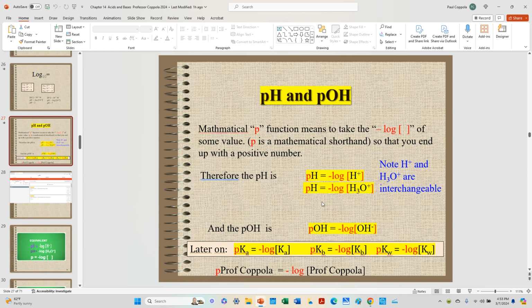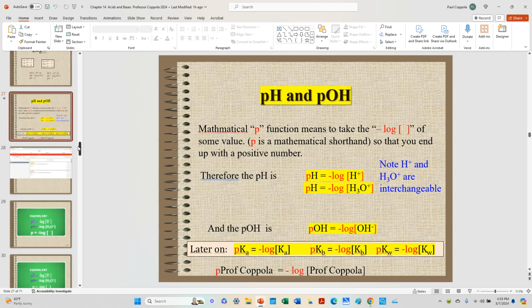So here, this is how we find the pH, and then pOH is the negative log of the OH- concentration. And later we get into the pKa, which is just the negative log of the Ka. pKb, the negative log of the Kb. pKw, the negative log of the Kw. When you have p of something, it's the negative log of whatever comes after that. So p of me is the negative log of me.